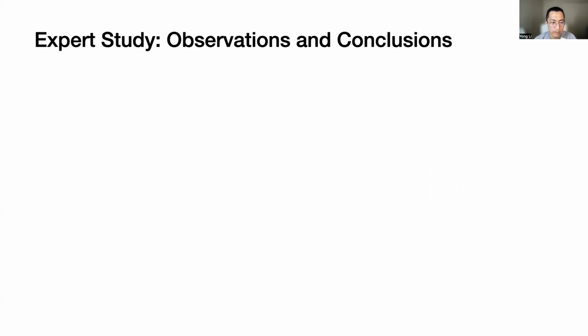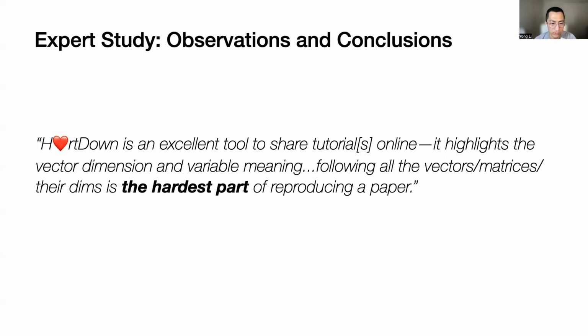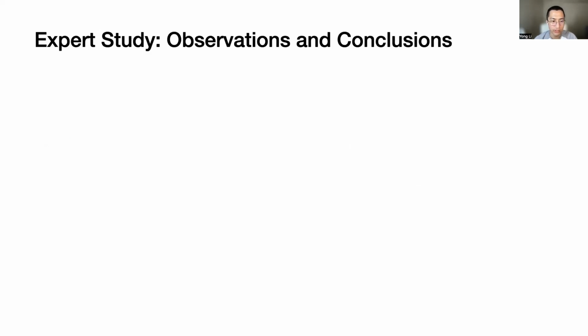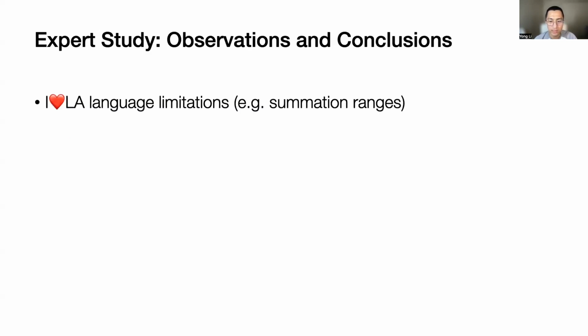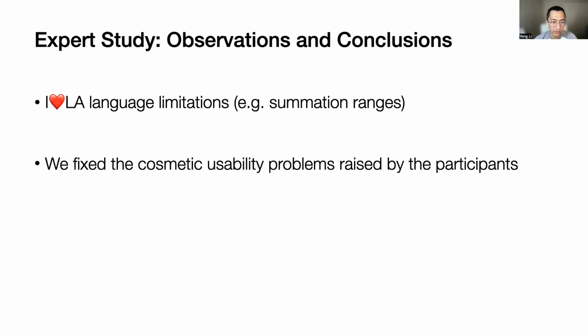1 user said, Markdown is an excellent tool to share tutorials online. It highlights the vector dimension and variable meaning. Following all the vectors, matrices, and their dimensions is the hardest part of reproducing a paper. Most of the limitations they encountered were due to rtDown language limitations, such as limitations around the summation ranges. We fixed the cosmetic usability problems raised by the participants, like stale information being shown when an error occurs.